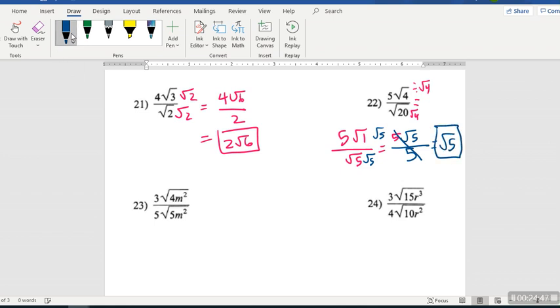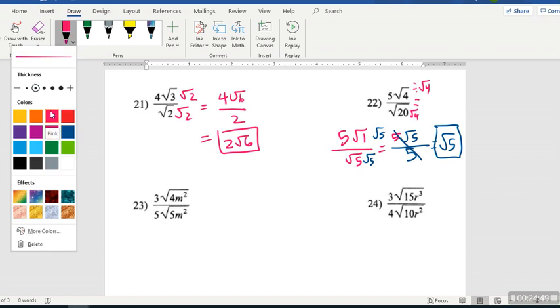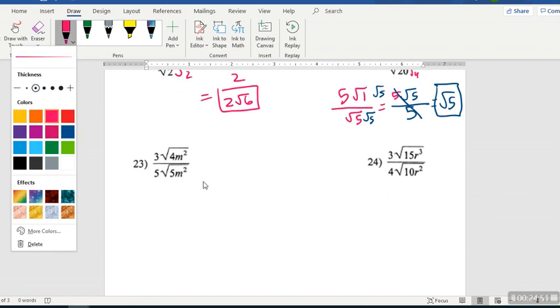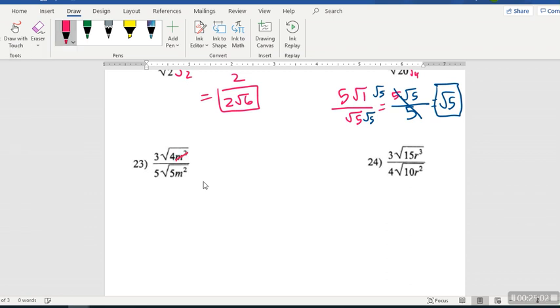All right, 2 more. 3 over 5. Can we simplify that? No. 4, 5, no. Now we do have an m squared over m squared. Anytime you divide something by itself, it equals 1. So those just go away. So that takes us to 3 root 4 over 5 root 5. Well, we know what root 4 is. That's 2. So up top, we really have 2 times 3, or 6 over 5 root 5.